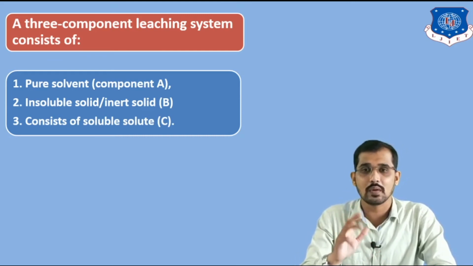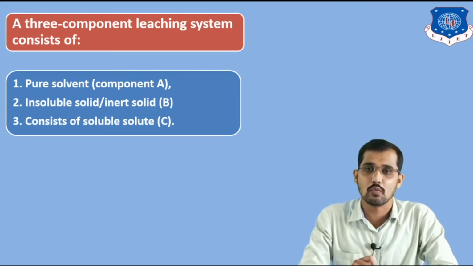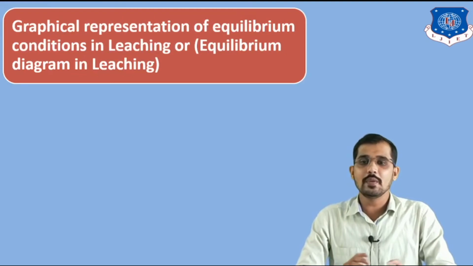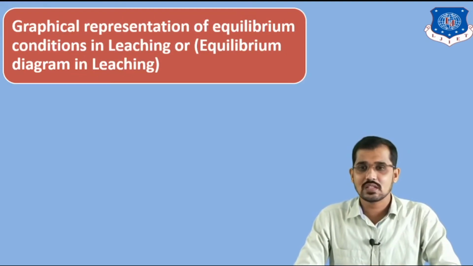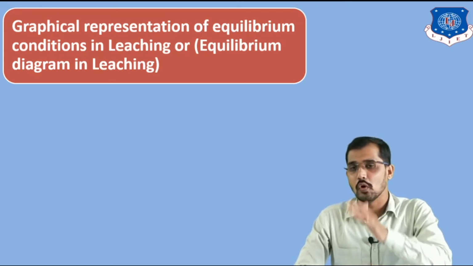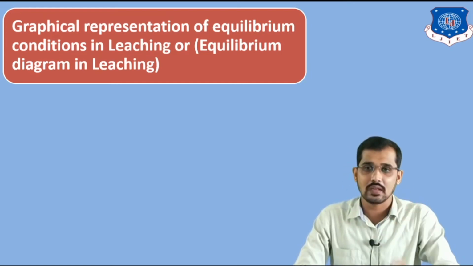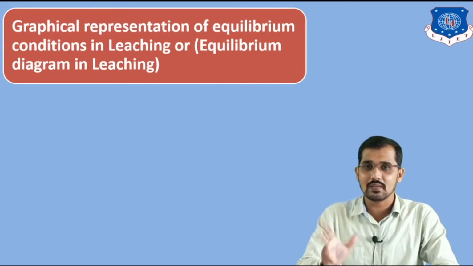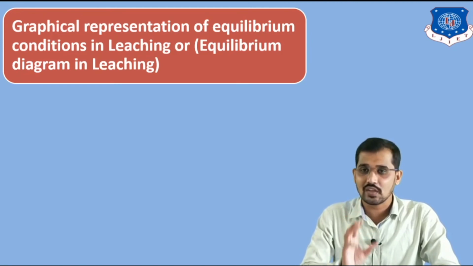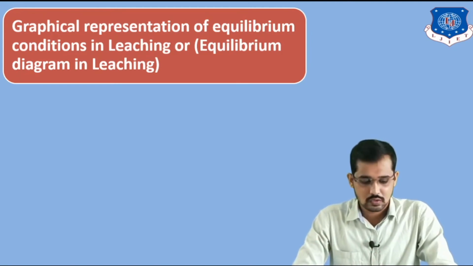Whenever we are going to take a material balance, we are going to use these three components. Now we will see the graphical representation of the equilibrium condition in leaching, or I can just say the equilibrium diagram in leaching. So in this diagram, we are just going to plot N versus X or Y. So what is N? I told you in the previous slide as well that N is nothing but the flow rate of the insoluble, and X and Y are the mole fraction of the solute in the gaseous phase and liquid phase. So you can see here.